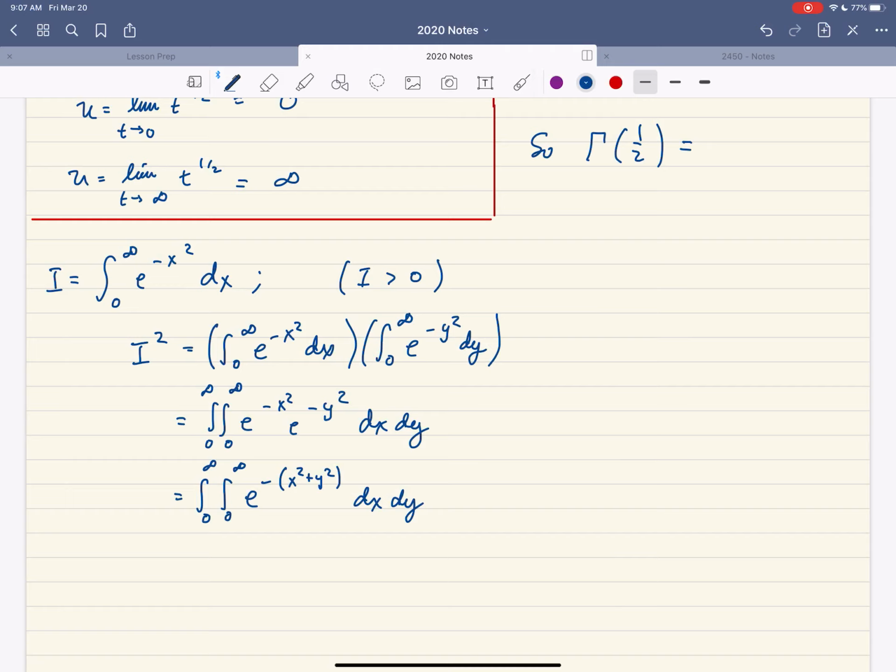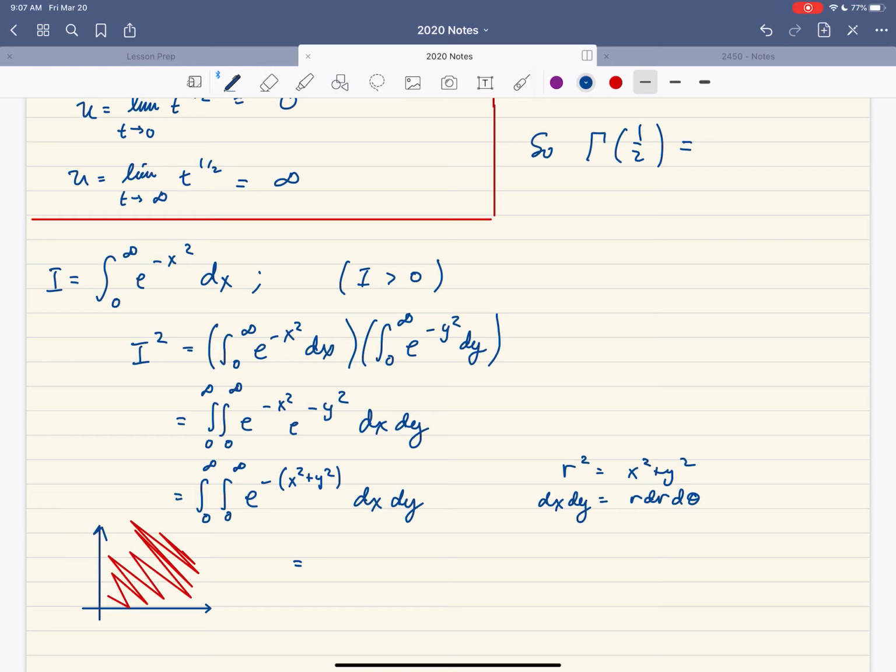You have x squared plus y squared. We're integrating over the region where x and y are greater than or equal to 0, so we're integrating over the first quadrant here. What we're going to do is let r squared be x squared plus y squared. And we know that dx dy is going to be r dr d theta.